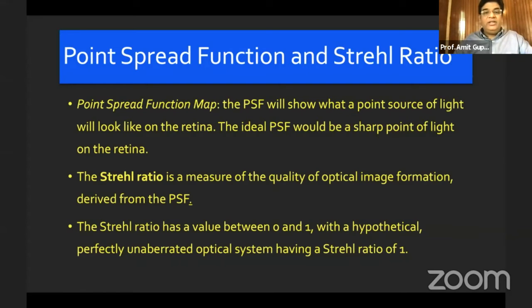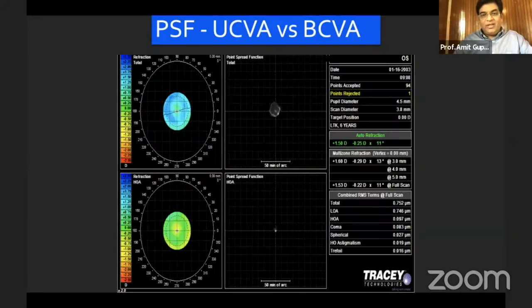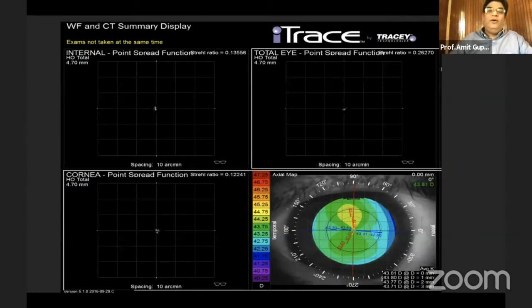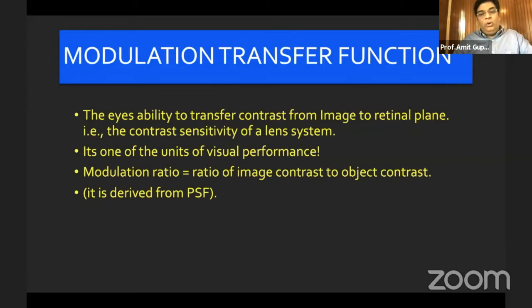So it's so simple to measure the actual accommodation. It also gives us functions like the point spread function and the Strehl ratio. Basically, what would a point of light look like on the retina? And this is quantified on the basis of the Strehl ratio. So it's so easy for us to actually quantify how the patient is, including now the MTF. What is an MTF? It's a measure of contrast. So we have the object and we have the image on the retina. The actual object to image contrast is measured using the modulation transfer function, and it's one of the important units of visual performance.